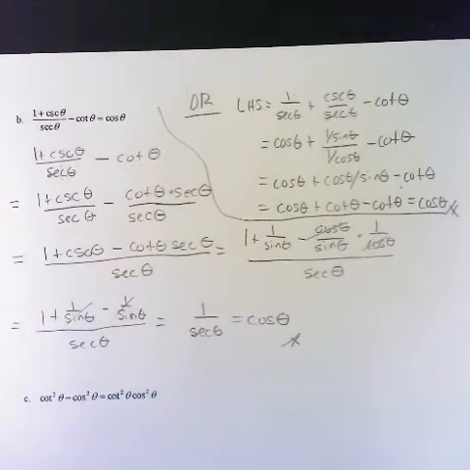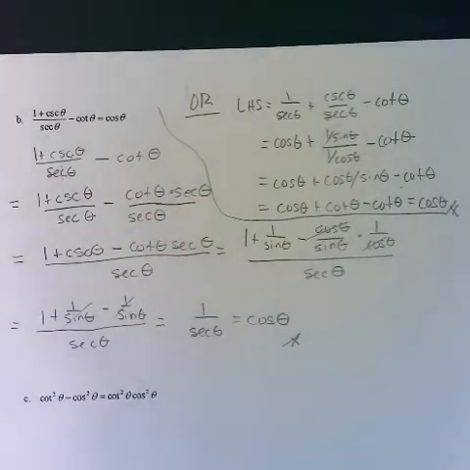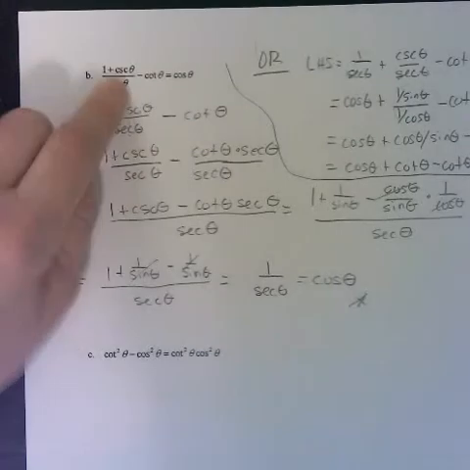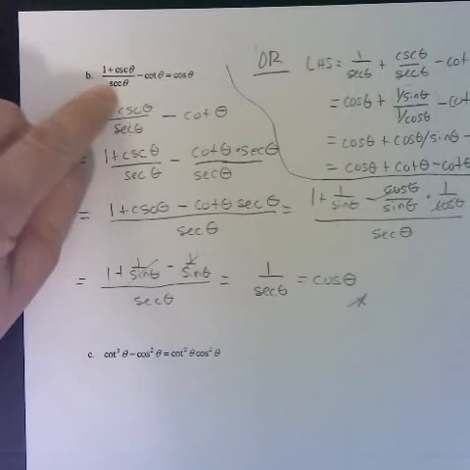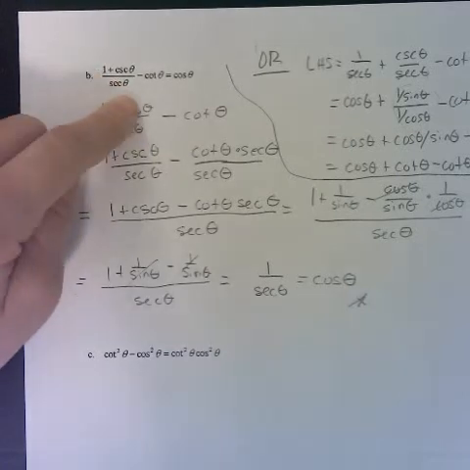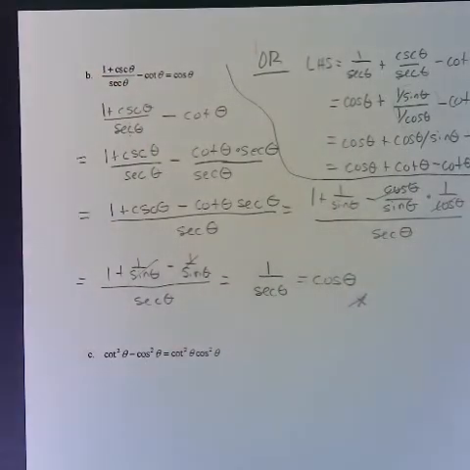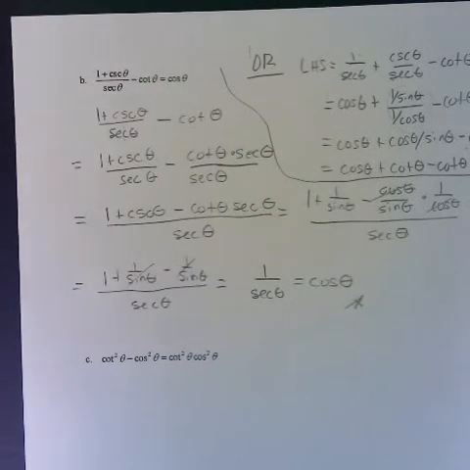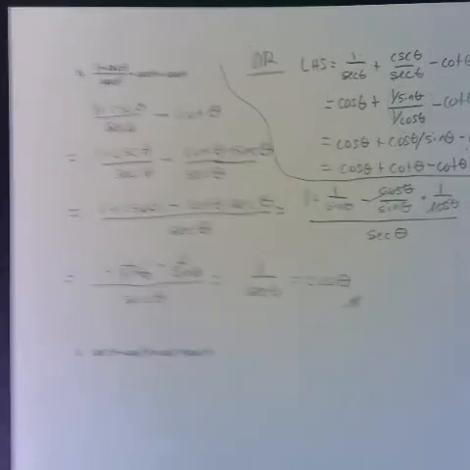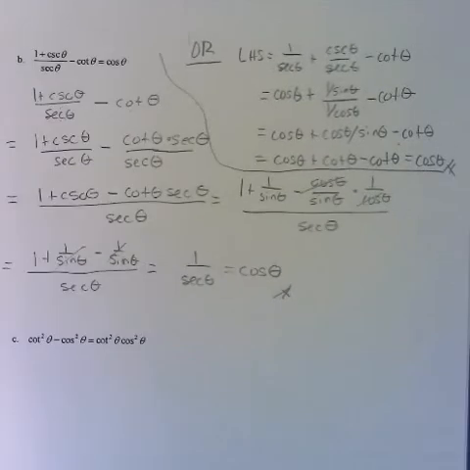So there's another way you could have done it. And I think another way would be you could have written just this fraction in terms of sines and cosines, simplify the complex fraction, and it will all reduce out again to cosine theta. So we don't always take the same path. That's okay. There's more than one way to do these.